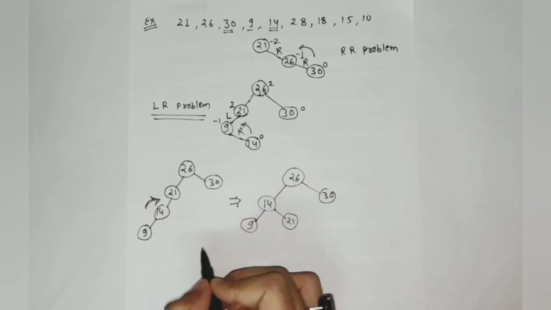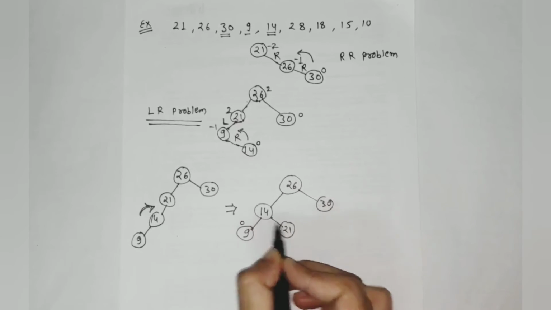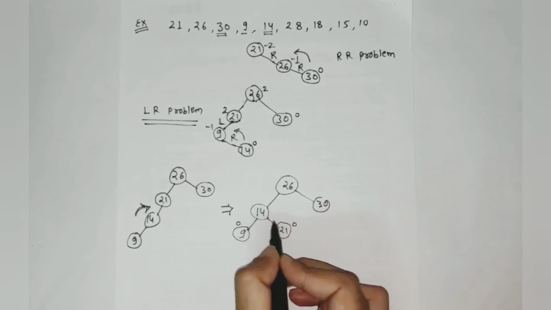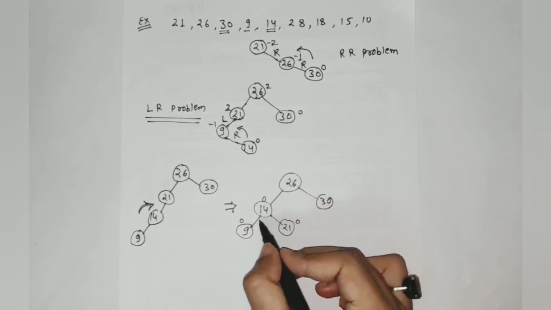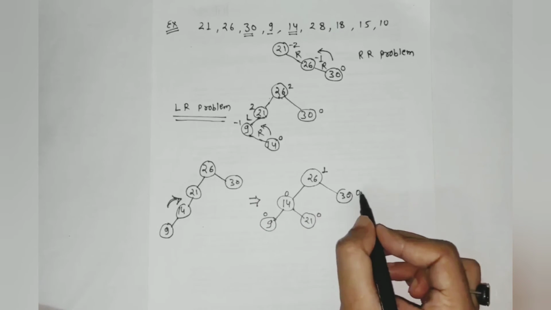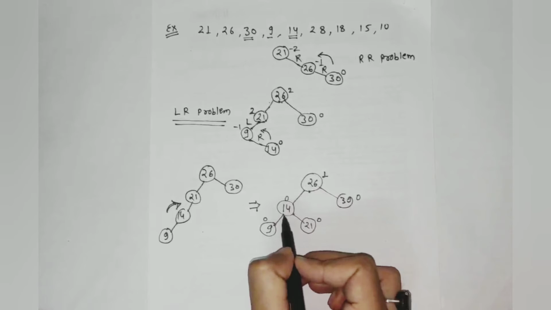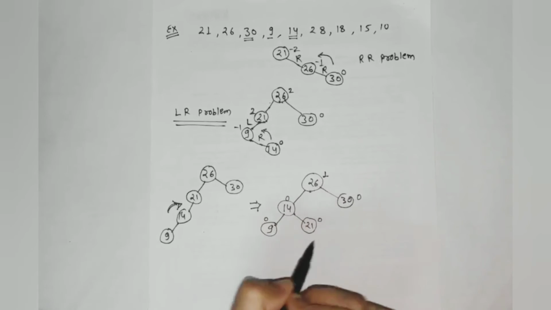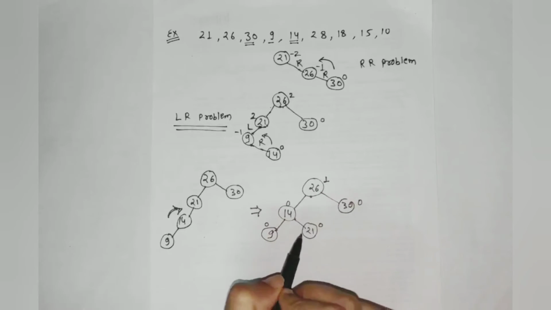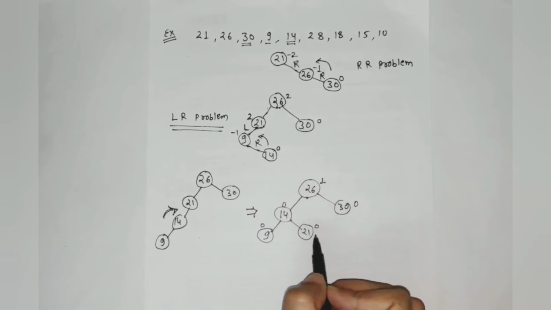Now we will check the balance factor of each node. So balance factor of this node is 0, 0, and 1 minus 1 is 0, and 1, 2 minus 1 is 1 and 0. Now for this node the problem is already resolved by making the changes here only. So there is no need to change anything now. So for LR problem, we have to make one left rotation, after that one right rotation.